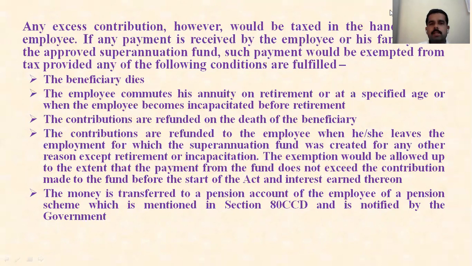If any payment is received by the employee or his family from the approved superannuation fund, such payment would be exempted from tax provided any of the following conditions are met. The beneficiary dies, the employee commutes his annuity on retirement or at the specified age, or the employee becomes incapacitated before retirement. The contributions are refunded on the death of the beneficiary. All this amount is a tax-free amount for them. The money is transferred to a pension account of the employee of a pension scheme mentioned in section 80CCD and notified by the government.